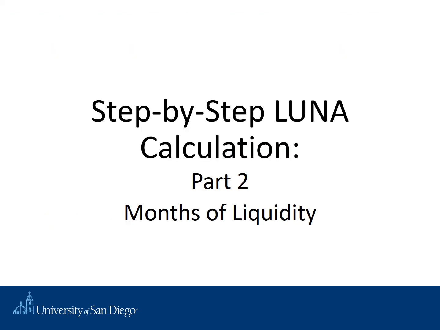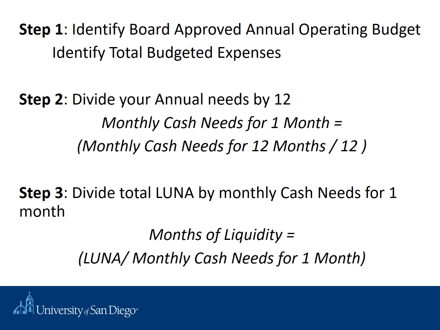Now that we have established the organization's Luna, in other words, the organization's liquid unrestricted net assets, we can move on to Part 2, determining the months of Luna liquidity. Part 2 is divided into 3 steps. You'll be looking at monthly cash needs and liquidity. It is important to recognize that we are going to compare Luna at a point in time to the future cash needs of the organization. This is especially important if the organization is growing, shrinking, or has large changes in future cash needs.